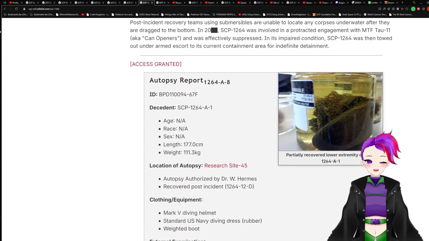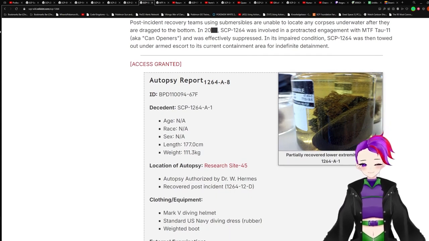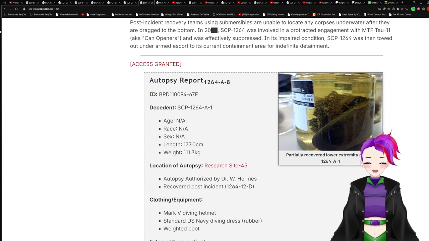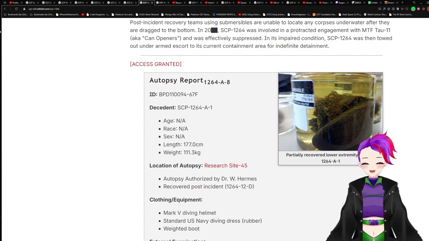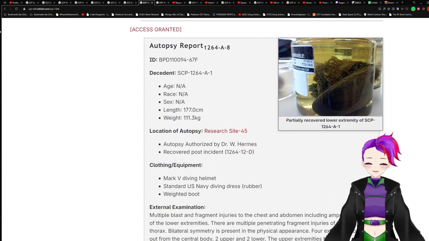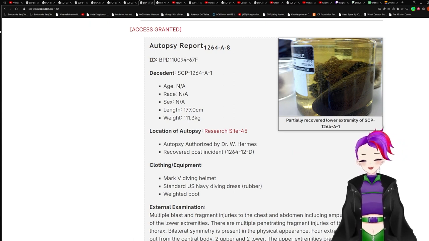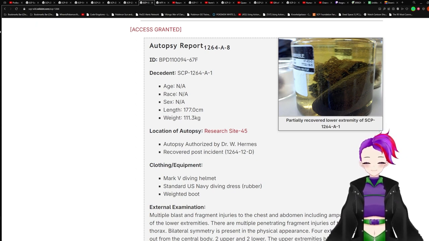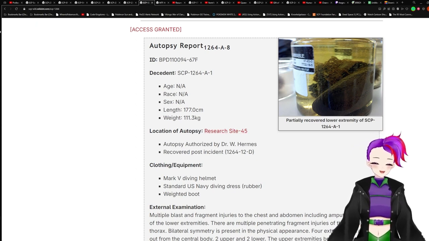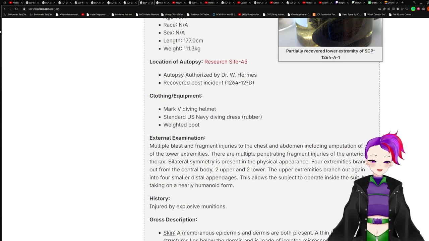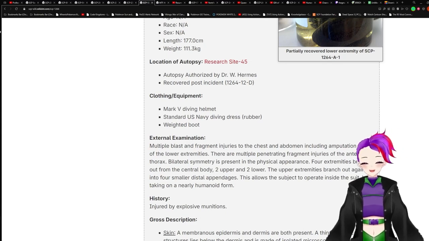Autopsy report. 1264-A-8, ID BPD 110094-67F, decedent 1264-A-1. Age unknown, race unknown, sex unknown, length 177 centimeters, weight 111.3 kilograms. Location of autopsy: Research Site 45. Autopsy authorized by Dr. W. Hermes. Recovery: post-incident 1264-12-D. Clothing and equipment: Mark V diving helmet, standard U.S. Navy diving dress, and weighted boots.